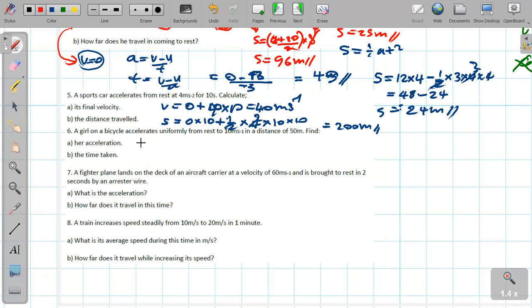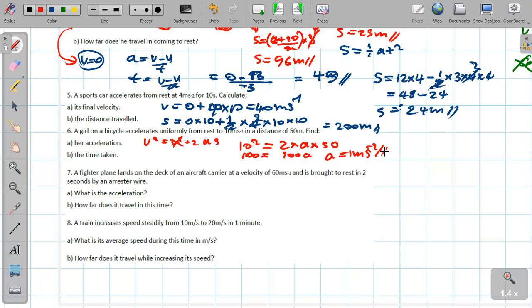There is another equation, v squared equals u squared plus 2as. We have to apply that here, u is 0. 10 to the power 2 equals 2 times acceleration times 50. So 100 equals 100a, a equals 1 ms⁻². Could you understand this? It is a bicycle, it can't have a bigger acceleration, very small acceleration, correct? Understand this?